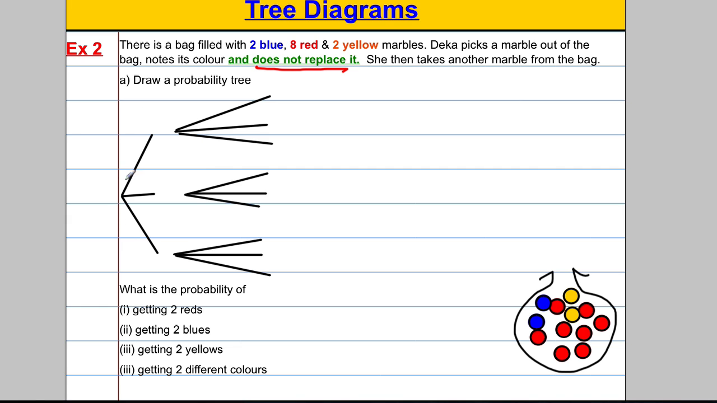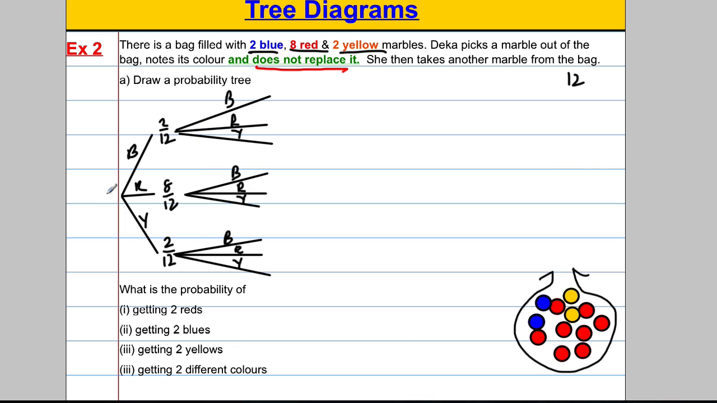So this time, she either gets a blue. Now the probability of blue is, in total, there were 12 marbles, so it's 2 out of 12. The probability of a red is 8 out of 12. And the probability of a yellow is 2 out of 12. Now, then she either gets a blue, red, or yellow on each branch. Make sure you do them in the same order.